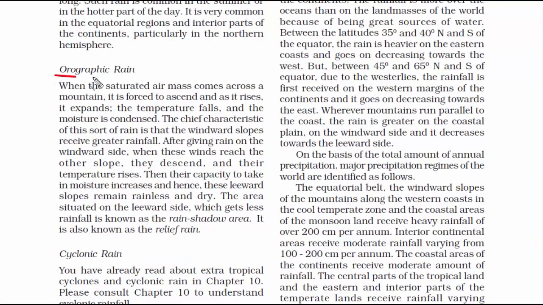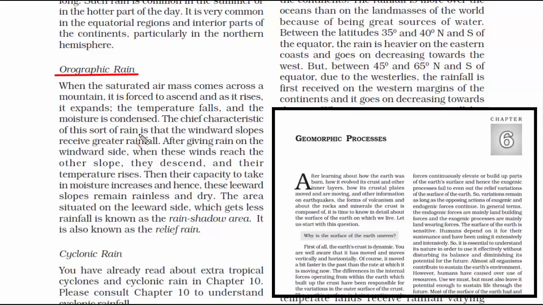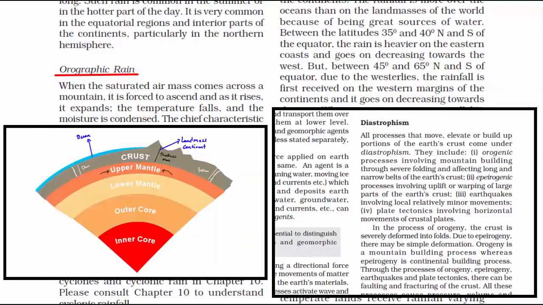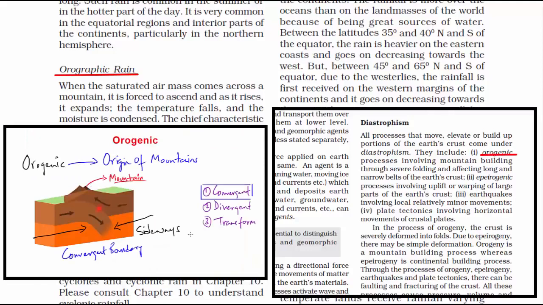The next one is orographic rain. Now when you see the term orographic, you should immediately think of orogenic processes. If you remember class 11 chapter 6, geomorphic processes, in that we came across a topic called diastrophism. I have a video on diastrophism. If you want, you can check it out. I'll put the link in the description.